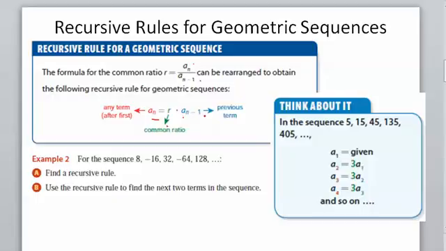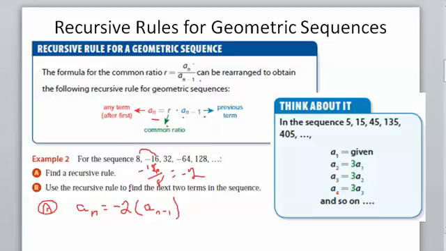So if I'm looking at this sequence down here, if I'm trying to find the common ratio, I'm going to take -16 divided by 8, and I'm going to get -2. Cool? So my recursive rule here is going to be a sub n equal to -2 times a sub n minus 1.